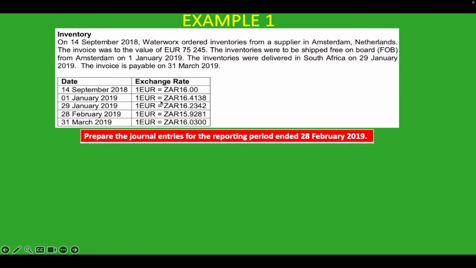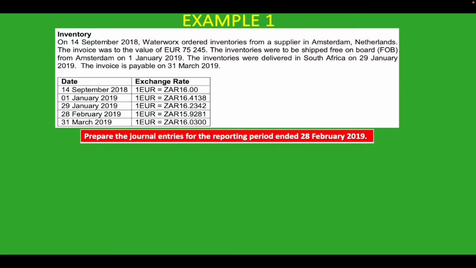And by the way, spot rate, what do we mean by that? We mean the rate at a specific point in time. So if I say my rate on the 14th of September 2018 is 16 rand for a euro, that means the 16 rand is my spot rate, right? My rate at that particular point in time or at that date.